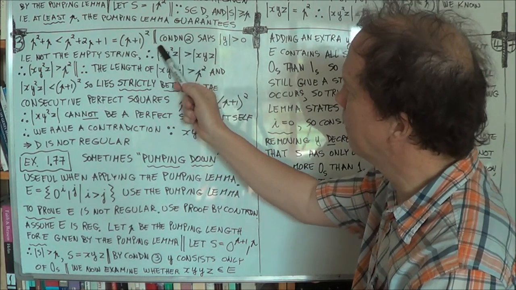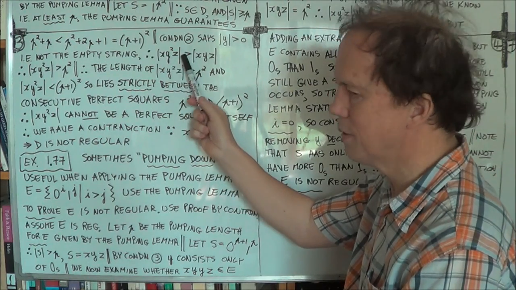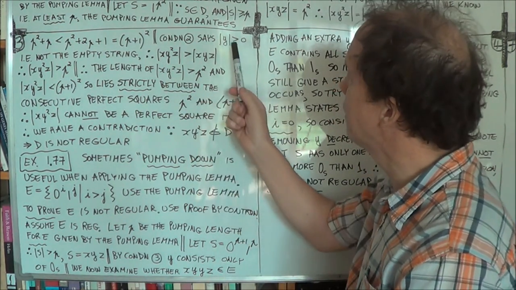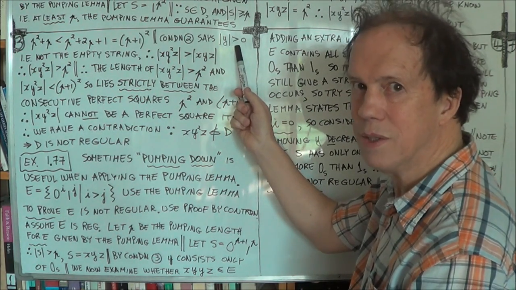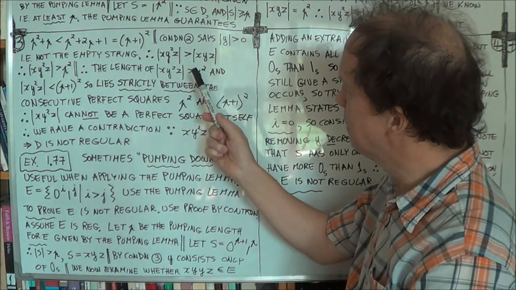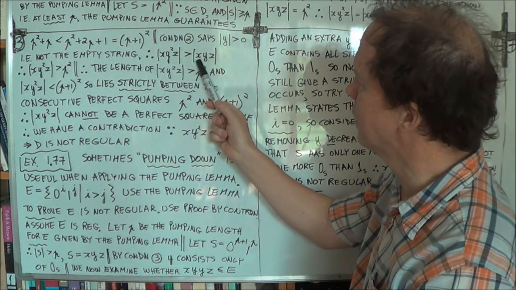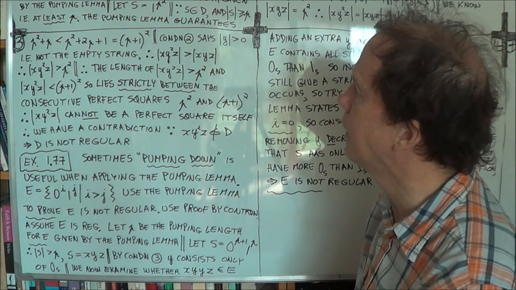Right? I'll say that again. The size of xy squared z equals the size of xyz plus the size of y. But the size of y is positive, right? It's not 0. So this then is strictly larger than the size of xyz. Follow that? Okay.